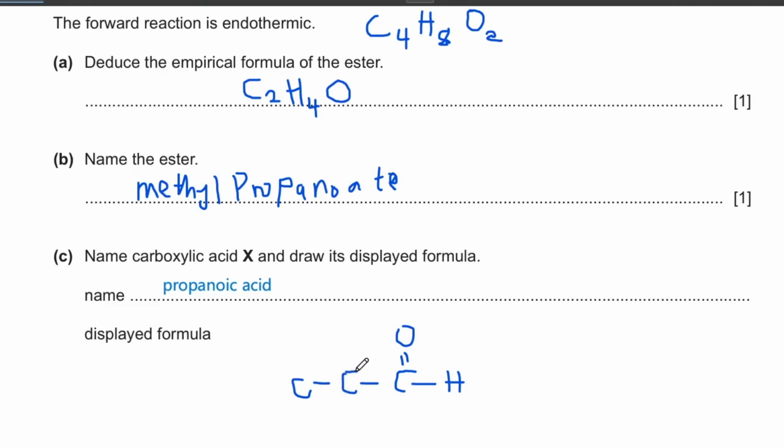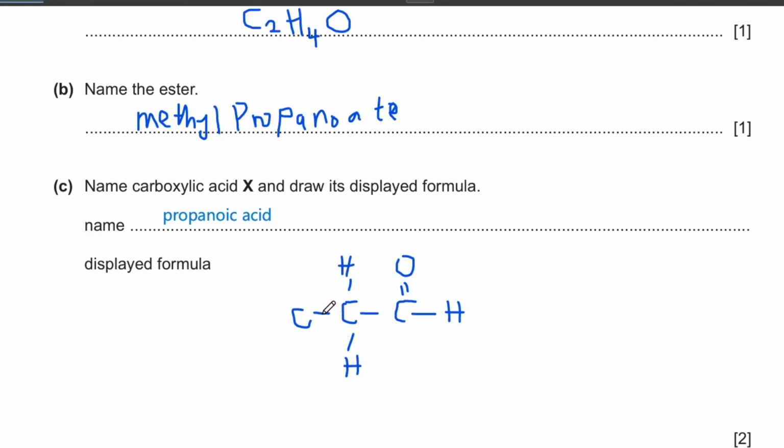So this carbon already formed 2 bonds, so you need 2 more. So you're going to get 2 hydrogen. And this one has only 1 bond, so you need 3 more bonds to form bonds with 3 hydrogens.